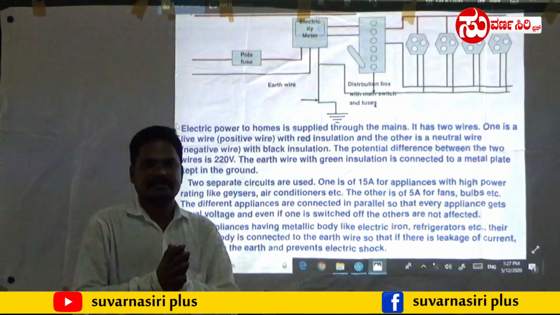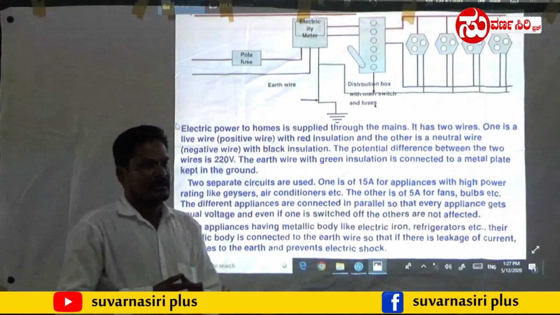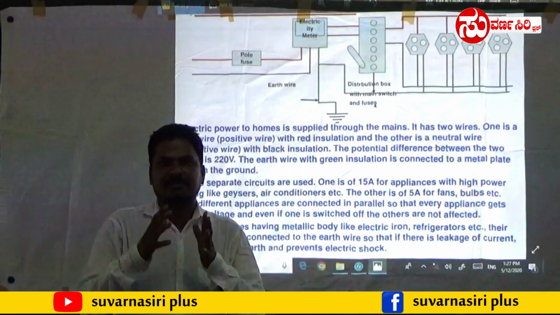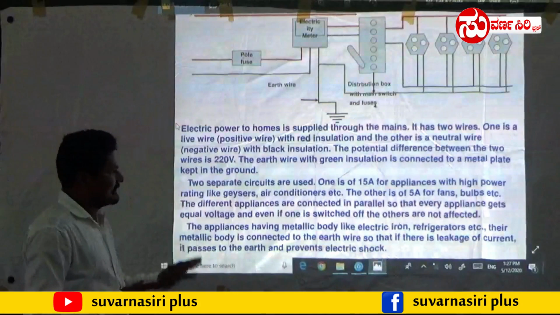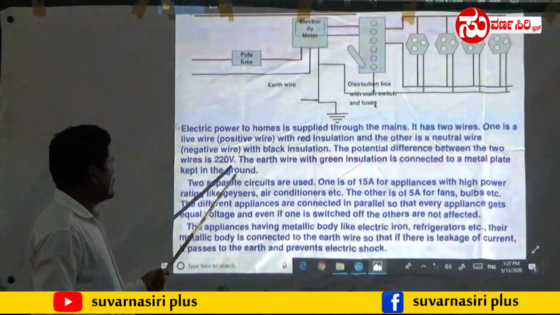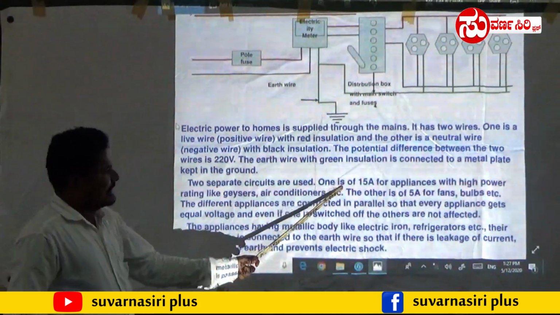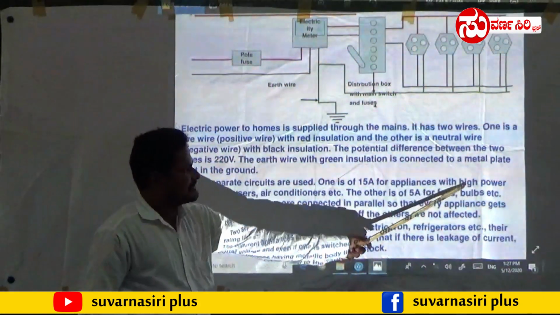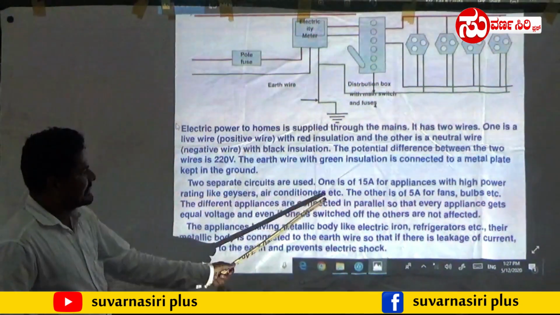Why is earthing necessary? If excess current flows in the live wire and neutral wire, earthing should prevent electrical shock. That's why the earth wire is connected to the metal plate and kept in the ground. Two separate circuits are used. One is of 15 ampere for appliances with high power rating like geyser, air conditioner, etc.